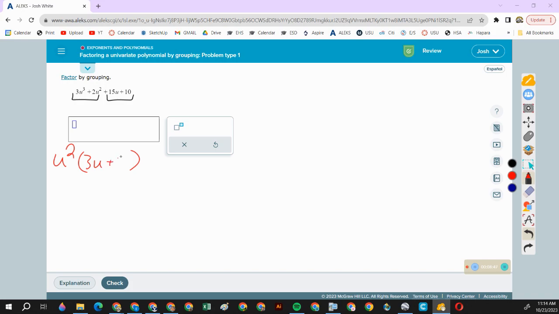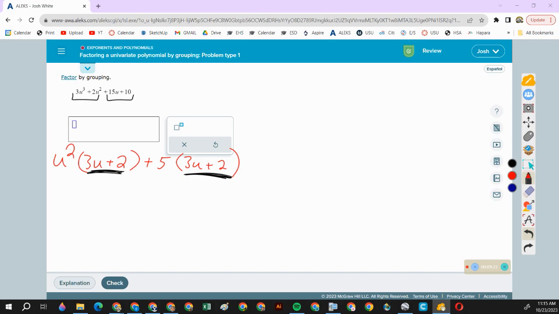3u plus 2. Okay? And now what does the second group share? A 5, and then I get 3u plus 2. Now, if factor by grouping is a possibility, then this will match that. If not, then it doesn't factor by grouping, and you have to use another method. And I never even learned those methods because there's an easier way. No, I don't know if it's easier, but there's a different way that we use.